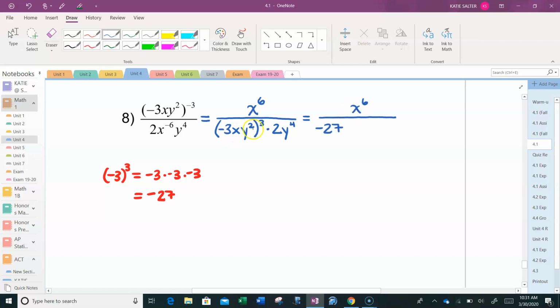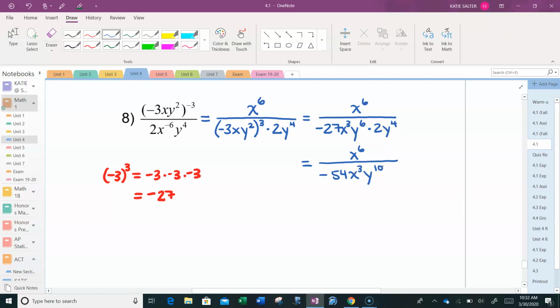And then right here, we have x cubed, power to a power multiply, y to the 6. Times 2y to the 4th. So this x to the 6 is going to stay right where it is. We're now multiplying in the denominator. So negative 27 times positive 2 is going to give us negative 54. x cubed is just going to stay right by itself because I don't have any x's to multiply by. y to the 6 times y to the 4th would give us y to the 10th.